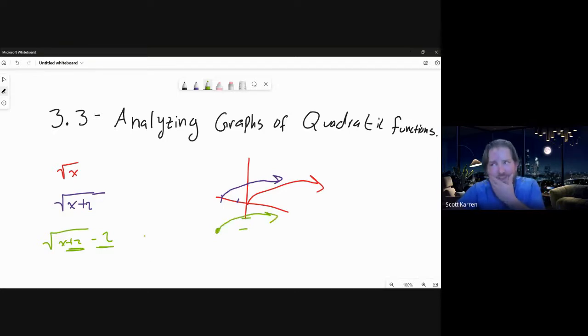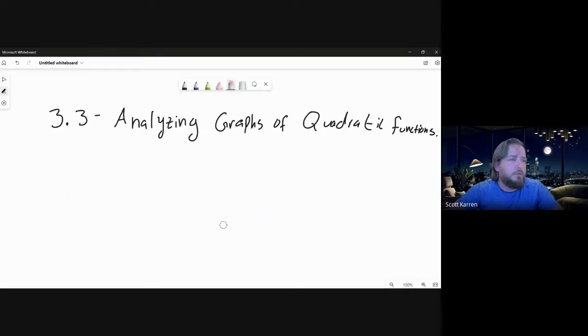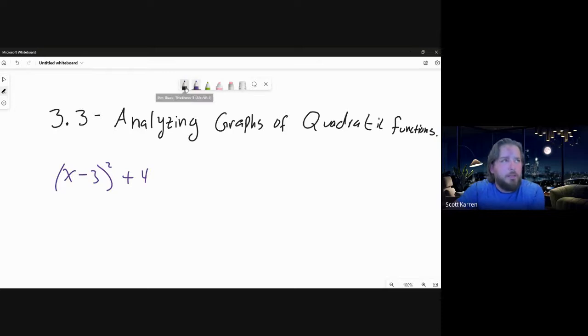So these are things that we've already covered. We talked about this in previous sections. We're going to talk about it again, specifically when we're talking about quadratic functions. We're going to look at stuff like, say, x minus 3 squared plus 4, right? But again, based on what we've done in, I want to say chapter 2, I can't recall, but somewhere in there, we talked about shifting an x squared.